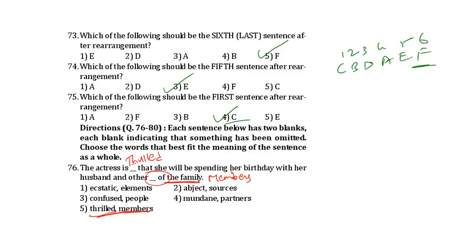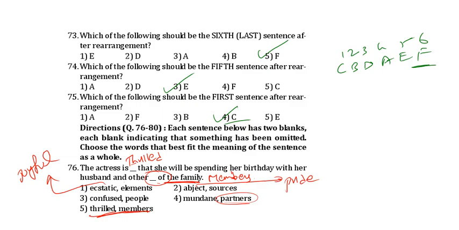That means very excited that she will be spending her birthday with her husband and other members of the family. So partners we won't call. In a business we call them partners. So in a family, all the other members with whom we are living, they are called the family members. So members is correct as per the second blank. So the first one is thrilled. Then ecstatic means joyful. What is the meaning of ecstatic? Joyful. Then what is the meaning of object? Pride.